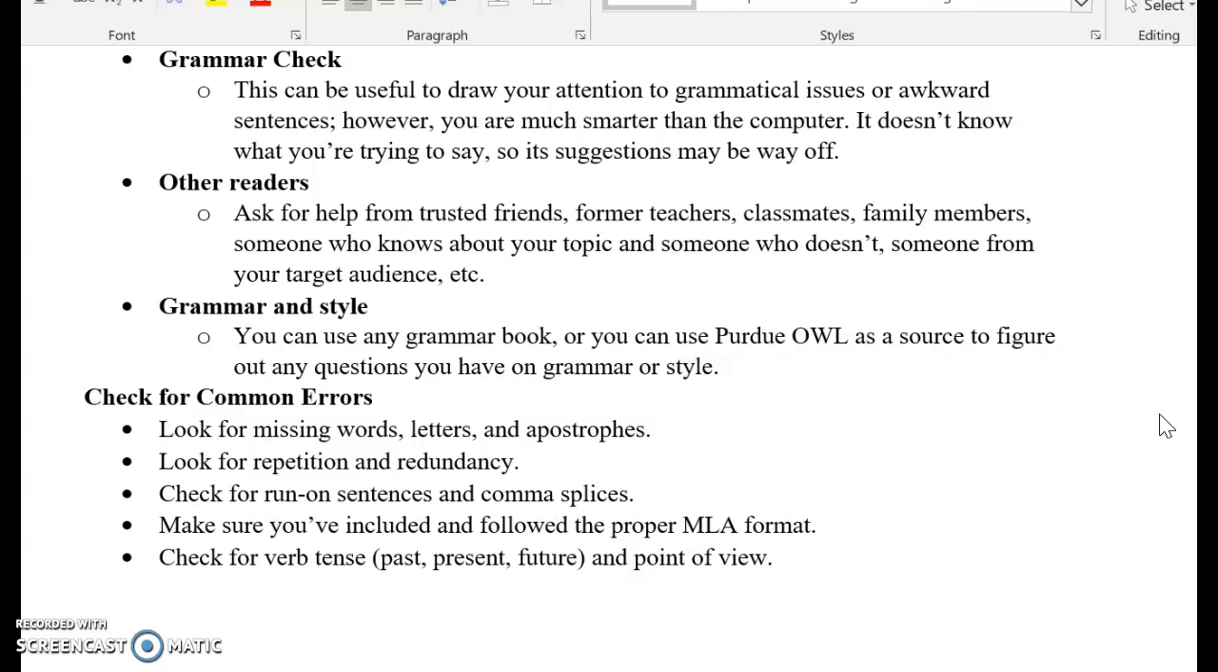Check for verb tense, past, present, and future, and point of view. So making sure that if you're telling a story in the past, that you're staying in the past, or in the present or the future, you're staying in that as well. And then point of view, making sure that if you're going with first person throughout the entire essay, then that's what you should stick with. Or if it's third person that you have to go with, make sure you're sticking with that throughout the essay as well. So those are some of the proofreading strategies that can help you and that you should do before turning in any of your essays.